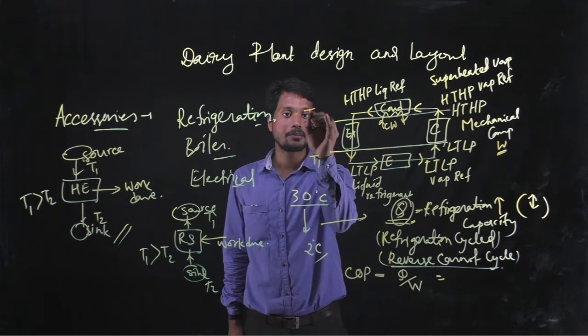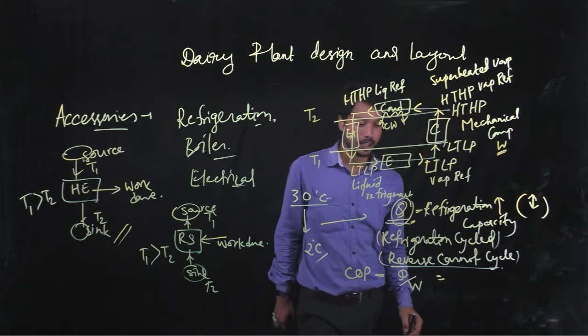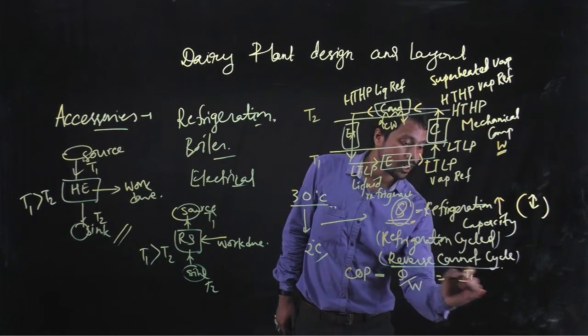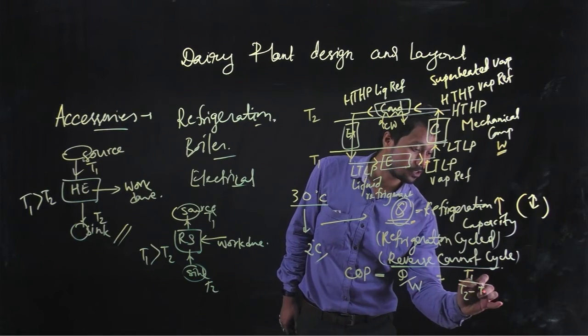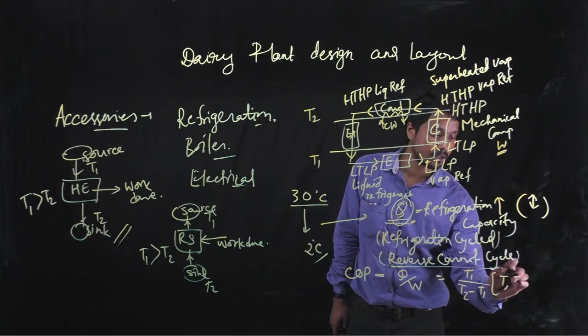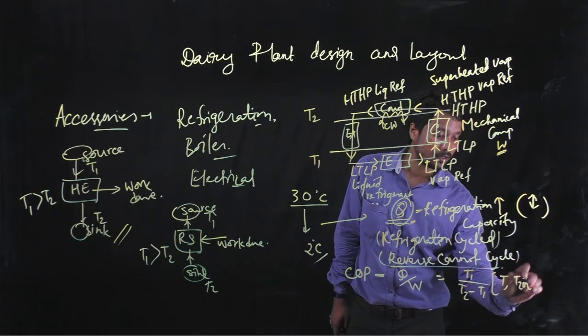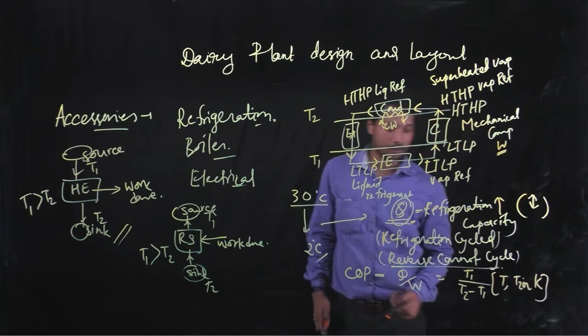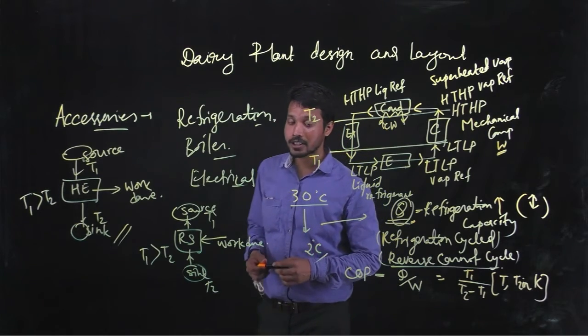Another way it is also expressed: suppose low temperature, low pressure is at T1, and high temperature, high pressure is at T2. Then T1 by T2 minus T1 is also the coefficient of performance, where all the values are in Kelvin, or absolute temperature. So this is all about refrigeration units.